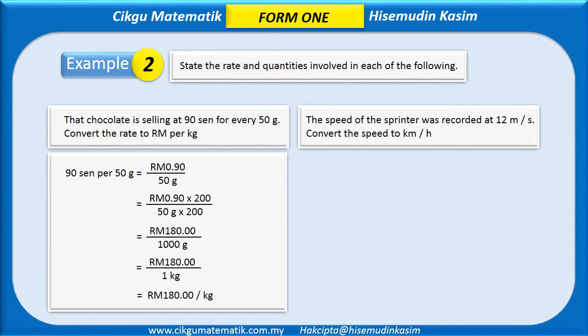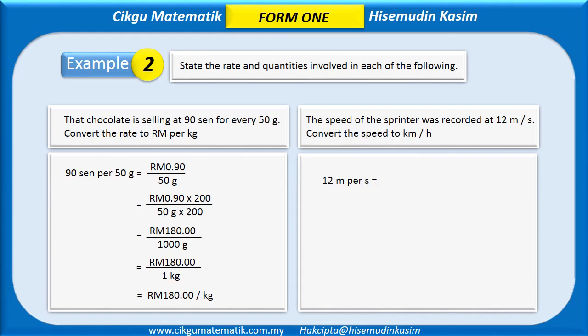The speed of the sprinter was recorded at 12 m per s. Convert the speed to km per h. 12 m per s equals 12 m per 1 s, equal to 12 m divided by 1 s, equal to 12 over 1000 km divided by 1 over 60 times 60 h.